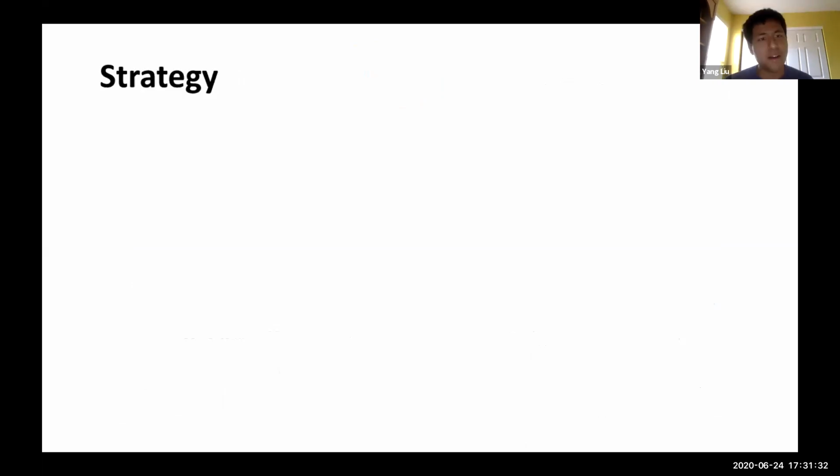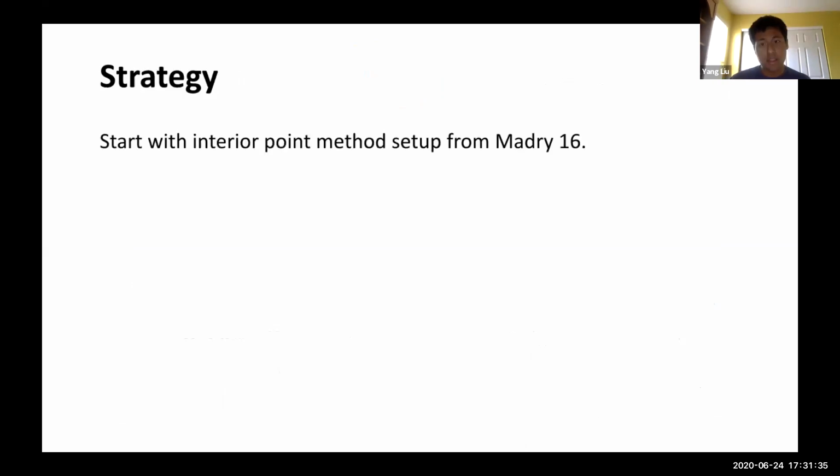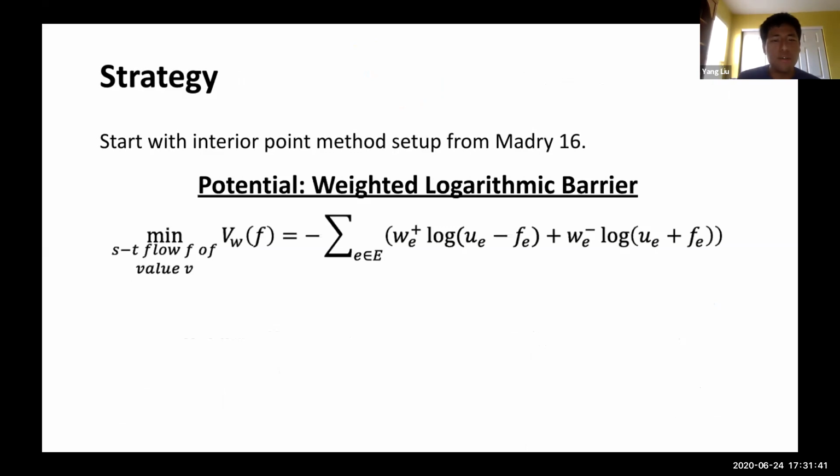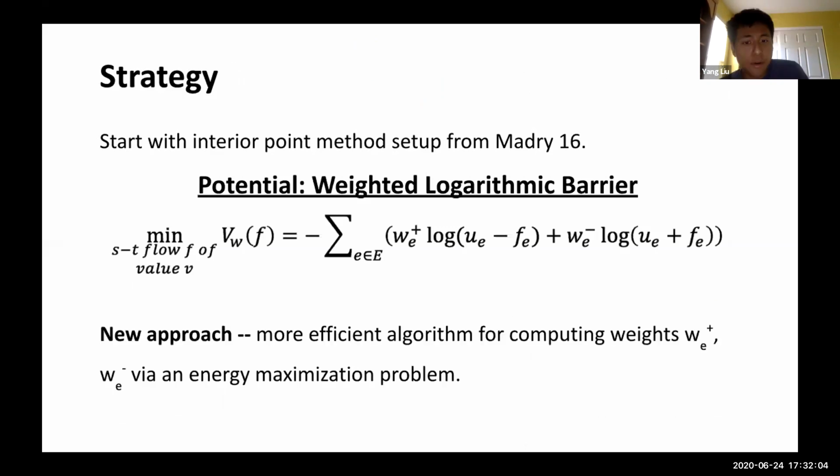So to briefly describe our strategy, I'm still going to use an interior point method. The setup is from Madry 2016. In an interior point method, you set up this thing called a barrier function. Intuitively, the log barrier function makes sure that you don't violate the capacity constraints with the logarithm terms. And the weight terms, w_e plus and w_e minus, tell you how much you care about each barrier term. The interior point method generally keeps the weights as all ones, but a lot of the new innovations involve changing the weights to make more progress. So our main new approach is an efficient algorithm to compute good weight changes.